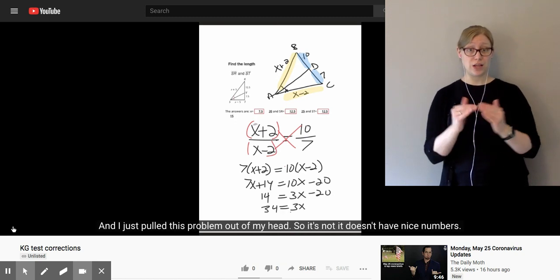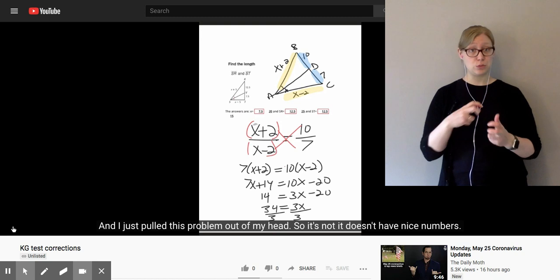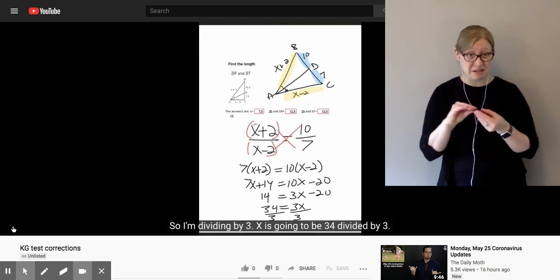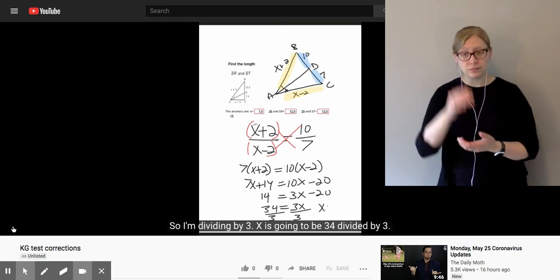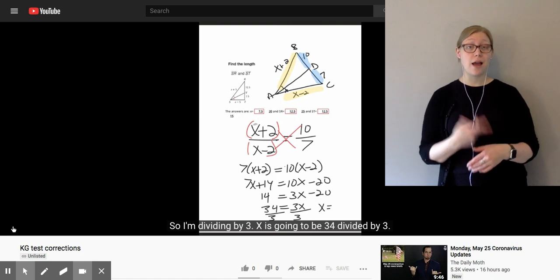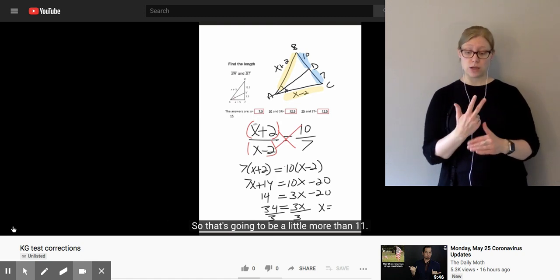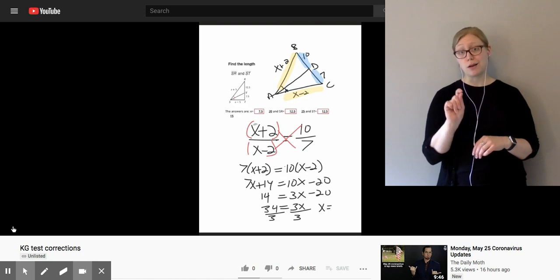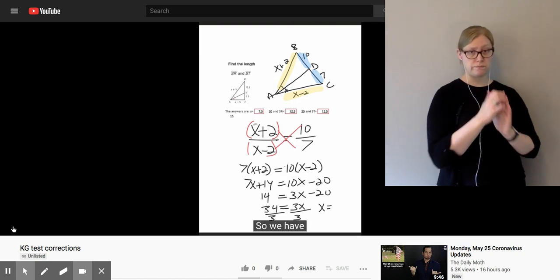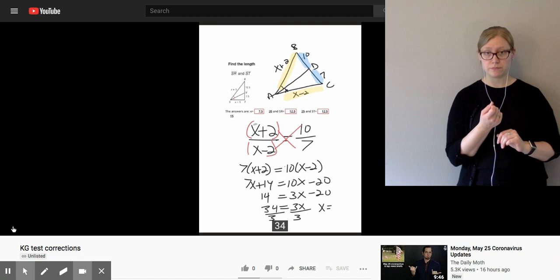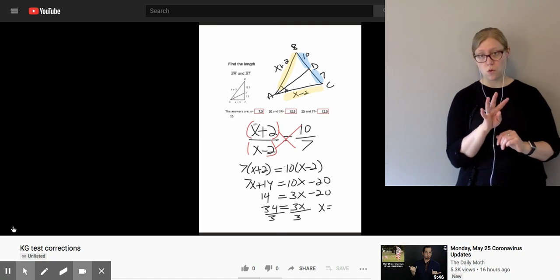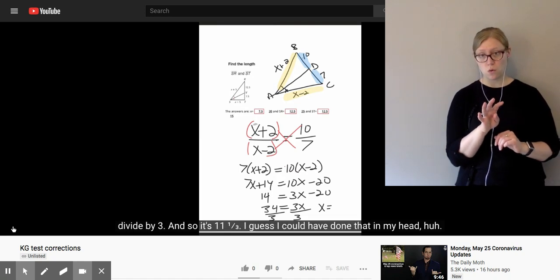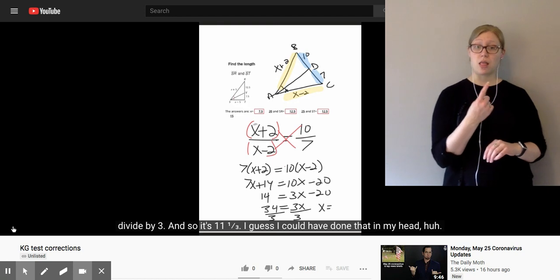And I just pulled this problem out of my head, so it doesn't have nice numbers. So I'm dividing by 3. X is going to be 34 divided by 3, so that's going to be a little more than 11. Let me get the exact amount here. 34 divided by 3. And so it's 11 1/3.